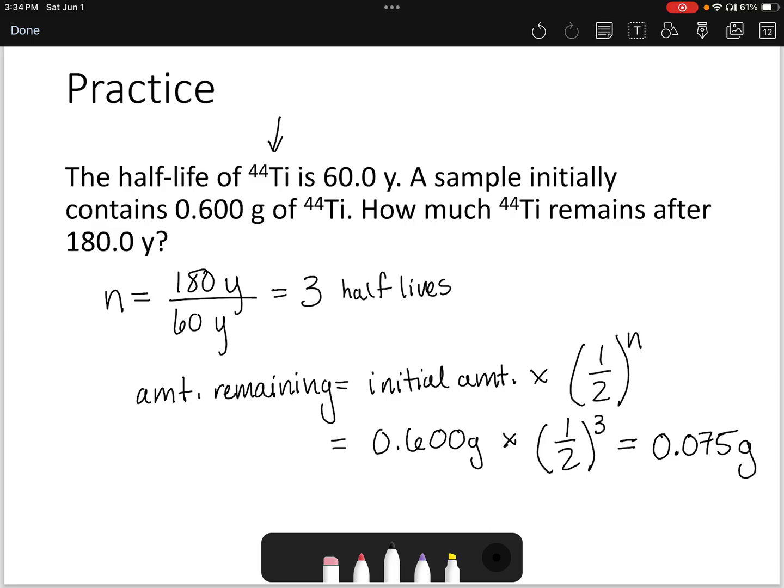So if you've ever seen the half-life of something listed, that's what it means. It means that over that amount of time, you're going to lose half of your sample.